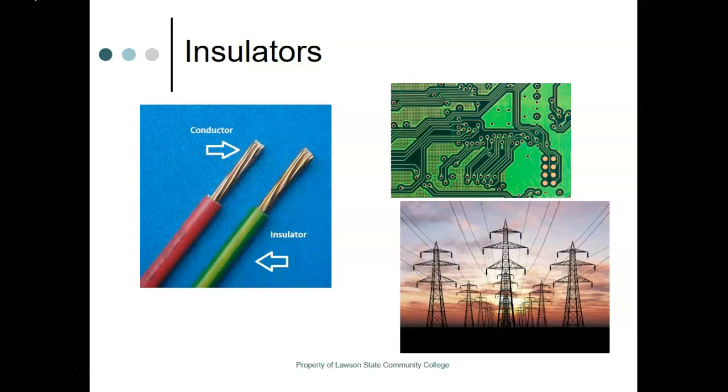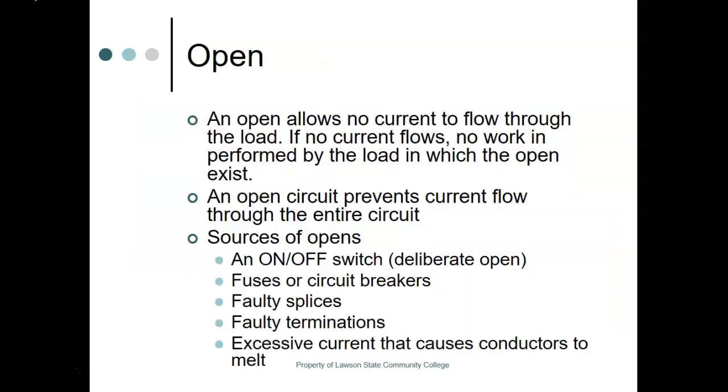So if you've ever seen how thin a human hair is, it is less than that. Okay? Opens. An open allows for no flow. So if no current flows, no work is performed. It prevents current flow through the whole circuit if it's an open circuit. It's what light switches are for.